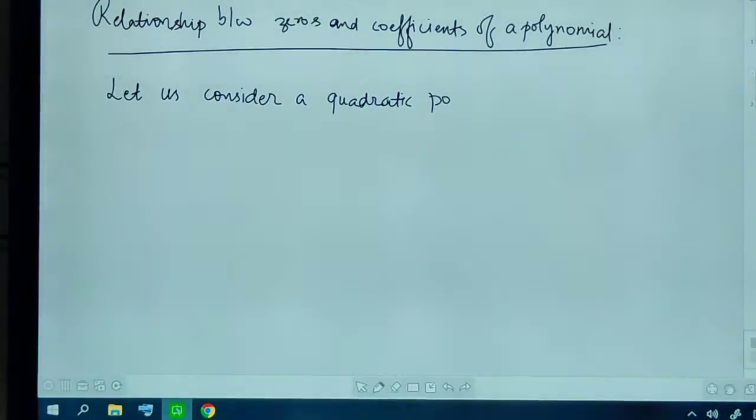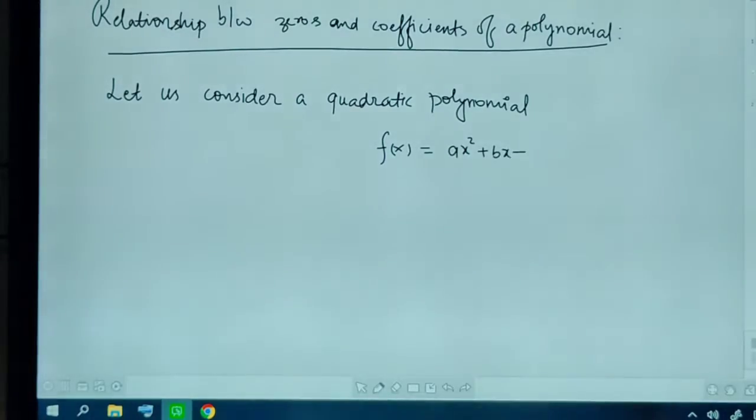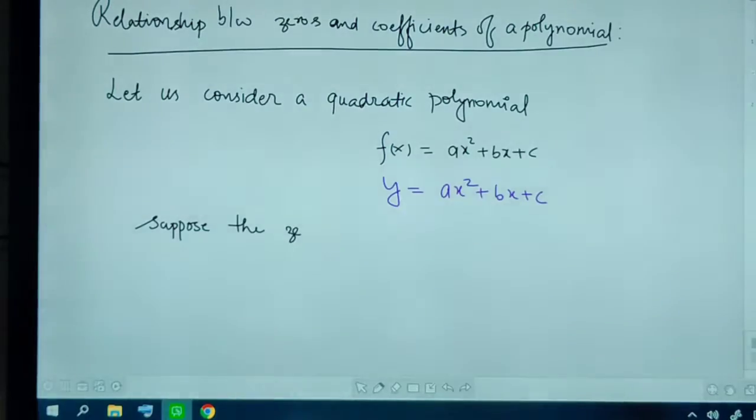Let us consider a quadratic polynomial. आइए हम सपोज करते हैं कि एक क्वाड्रेटिक पॉलिनोमियल f(x) है and it is ax square plus bx plus c. Now in place of f(x) we can write y. So y is equal to ax square plus bx plus c. Suppose the zeros of the above polynomial ax square plus bx plus c are alpha and beta.